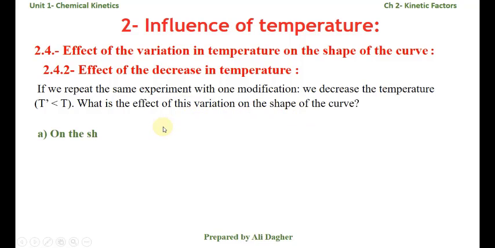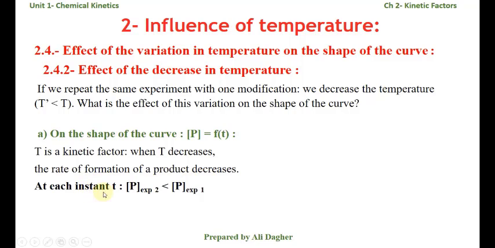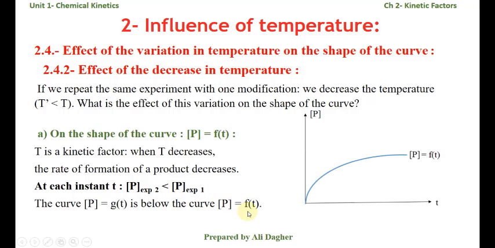First, curve of formation of product. T is a kinetic factor. When T decreases, the rate of formation of a product decreases. That means at each instant, concentration of product in experiment 2 is less than that in experiment 1. The curve concentration of product equal G(t), the new curve, is below the old one on the graph. This is the old one, then the new curve is below it.